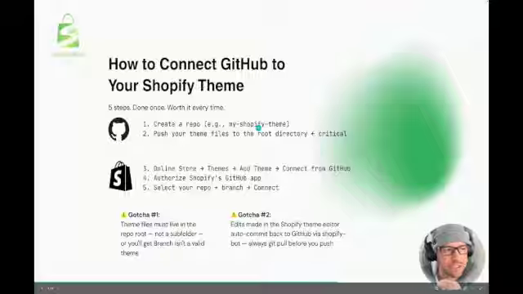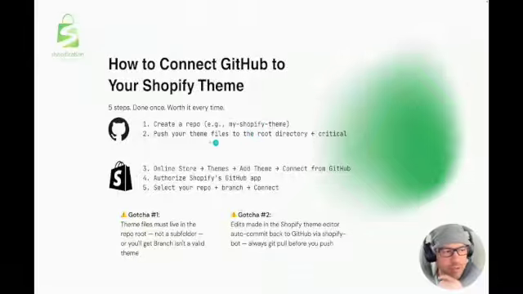And so once it's up on GitHub, then the next step is to go over to Shopify admin, go to online store, your themes, add a theme, and you'll have a choice to connect from GitHub. And then the 4th step is to authorize Shopify's GitHub app. It will let you select your repo, your branch, and connect. Very simple, very automated. And then pay attention to gotcha number 2, edits made in the Shopify theme editor auto commit back to GitHub via Shopify.